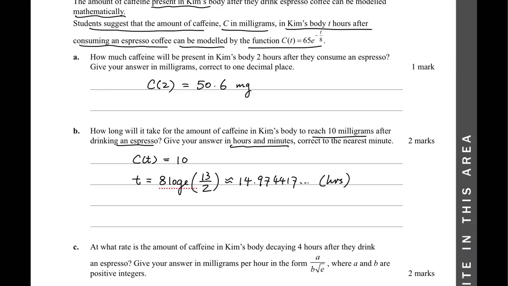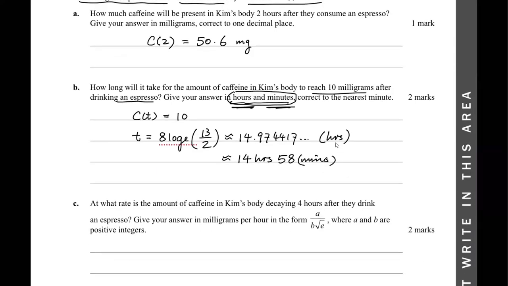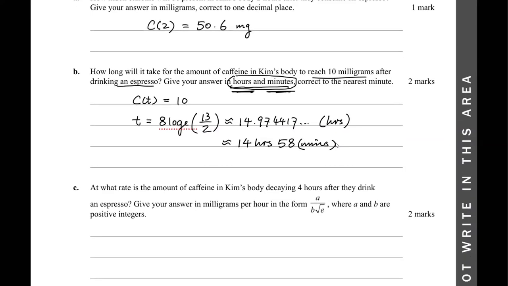Because the unit is different, you have to answer your question quoting hours and minutes. So that's 14 hours and 58 minutes. Which means if you just quoted your answer 14.97, I suspect you can't get full marks with this part.